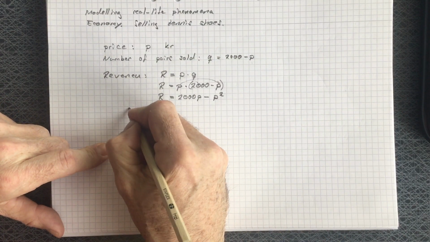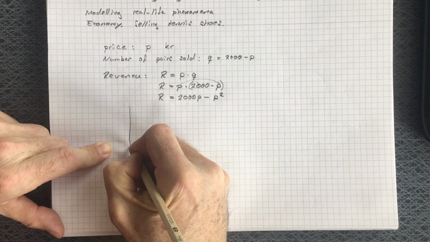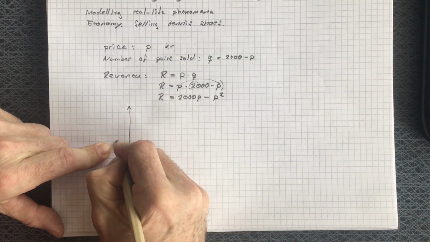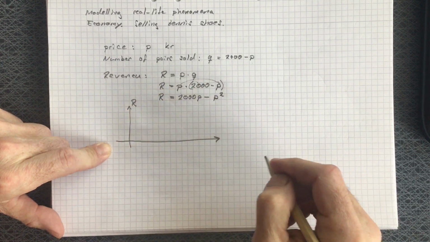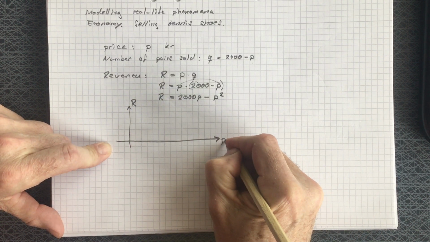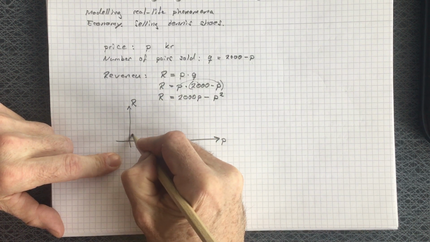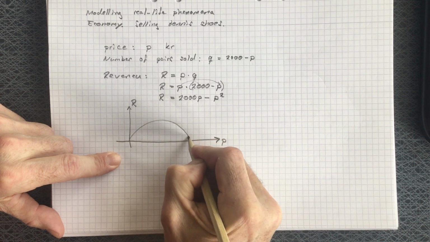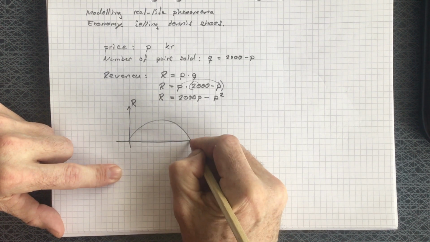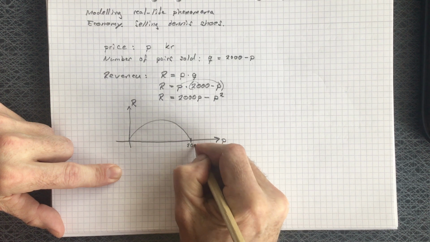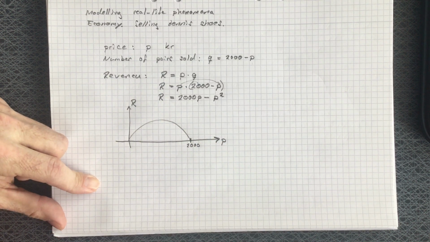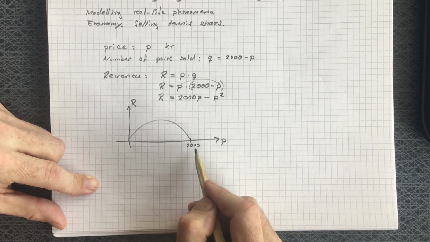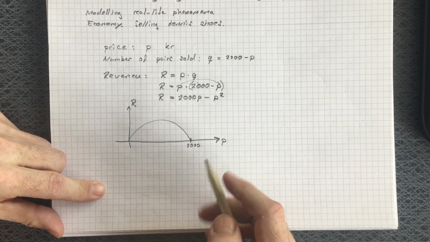So if we sketch this graph, it looks something like this. So we have the revenue here, and we have the price for the shoes here. And it looks something like this. And we understand that this is the maximum price I can take for my shoes. And I will show you that you could calculate it as well.